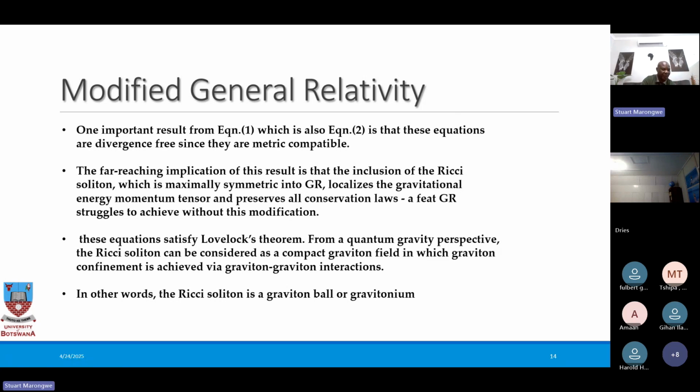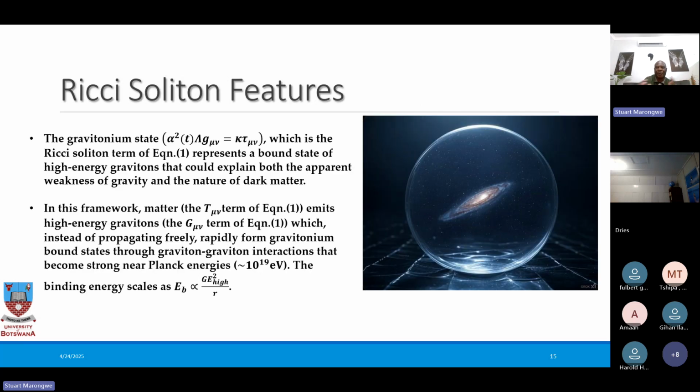But I also have an interpretation, just like Dr. Tsipa has said, that I work on quantum gravity, where you can interpret this Ricci soliton from a quantum gravity perspective. It's just a ball of gravitonium, like gravitons that are glued to each other to form a ball. In the nucleus, the force that creates interaction between quarks is mediated by particles called gluons. These gluons can attract each other and form a ball called gluonium. In the same case, gravitons can attract each other and form a ball called gravitonium. And this is the Ricci soliton, which we are calling gravitonium.